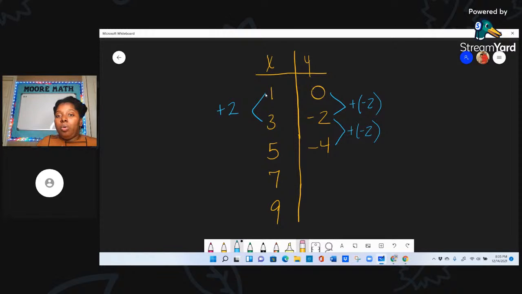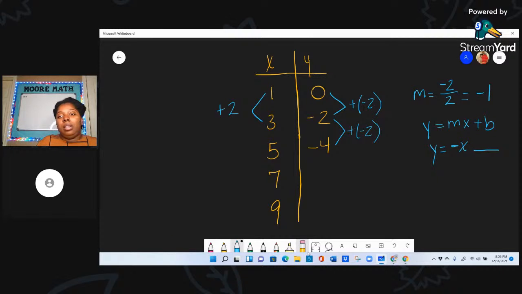So what do we put for our slope? -2/2, which equals -1. Good. So I have y equals mx plus b. So far, I have y equals -x, either plus or minus something. We don't know.